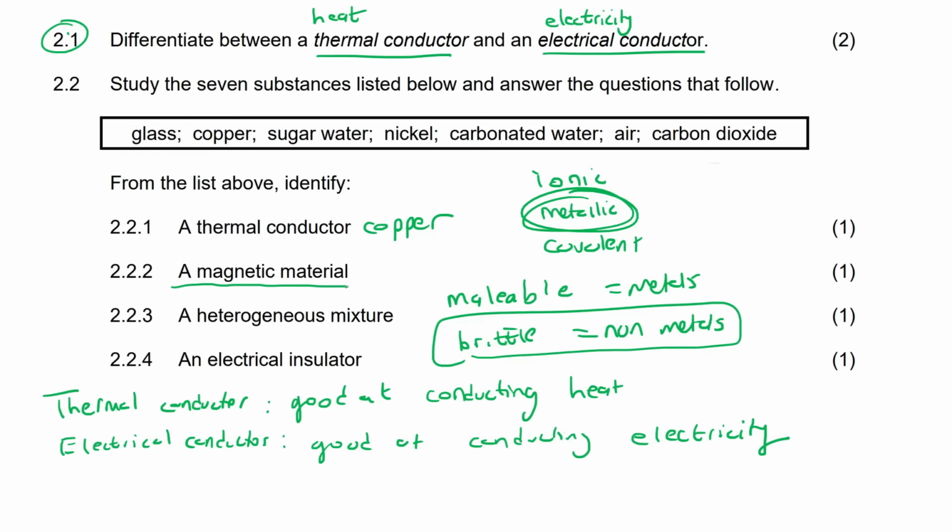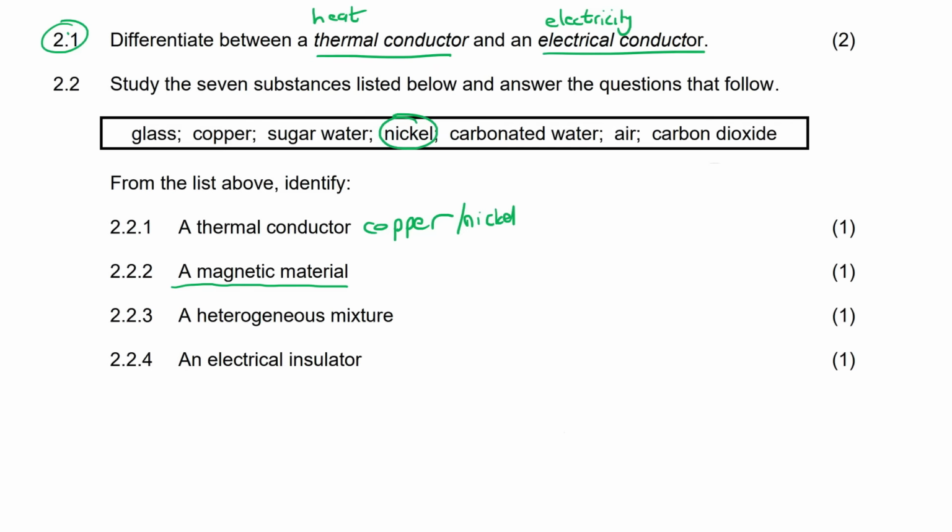Now, which of these materials is magnetic? Oh, sorry, just coming back to 2.2.1, I see there's another metal over here, which is nickel. So you could say both of those. You could say one or the other. There are three main elements that we consider to be magnetic. We call them ferromagnetic materials. They are nickel, cobalt, and iron. Their symbols are Ni, Co, and iron is Fe.